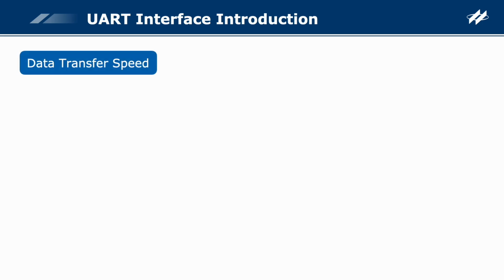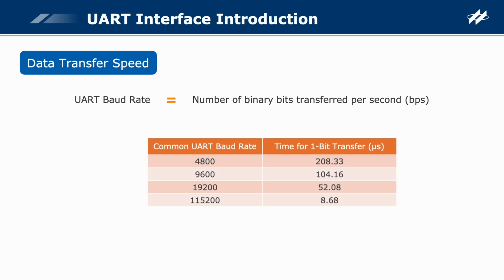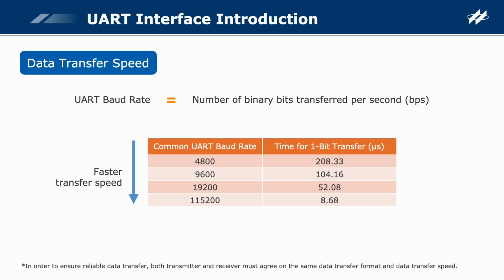The final point of this part is about data transfer speed. The UART data transfer speed is determined by the baud rate, which equals the number of binary bits transferred per second. The commonly used baud rates are 4,800, 9,600, 19,200, and 115,200. The greater the baud rate, the faster the UART data transfer speed. In order to ensure reliable data transfer, both transmitter and receiver must agree on the same data transfer format and data transfer speed.